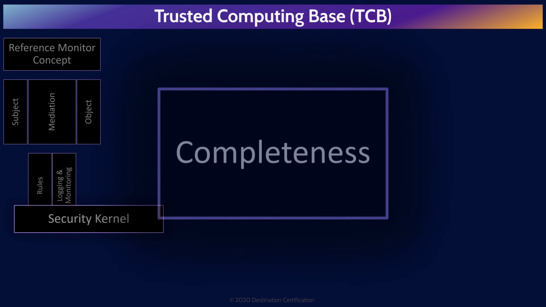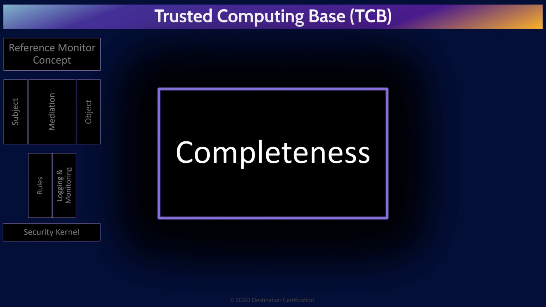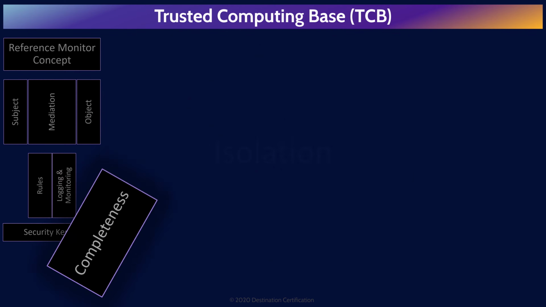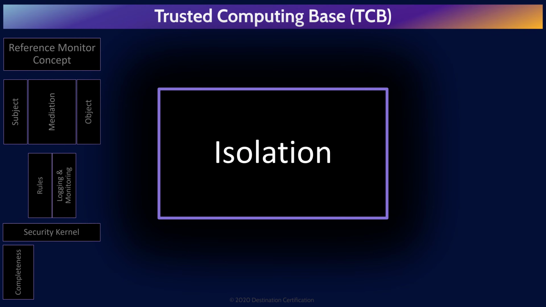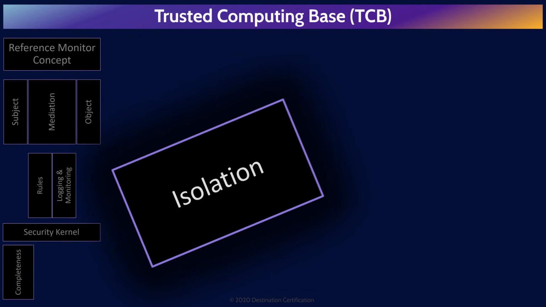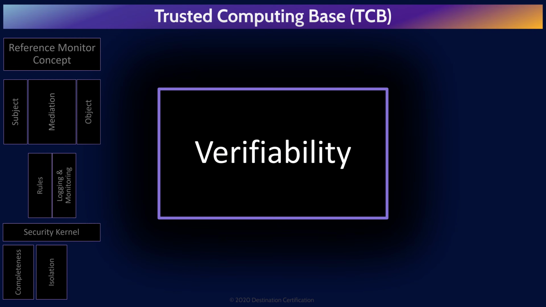To have security, the RMC and its implementation, the security kernel, must satisfy 3 important principles. The first principle is completeness, which means a subject is never able to bypass the mediation. For example, there's no backdoors. The second principle is isolation, which means the rules used to control the mediation are tamper-proof. The rules can only be changed by someone who is authorized to do so. Just remember, isolation means the rules are tamper-proof. And the third principle is verifiability, which means that we are logging and monitoring to verify that the mediation is working correctly.